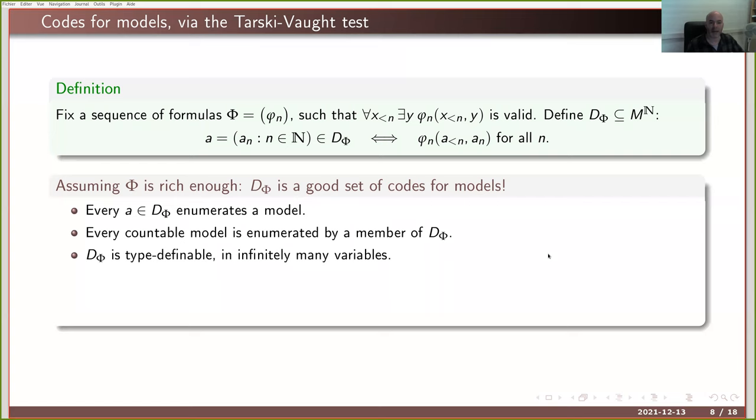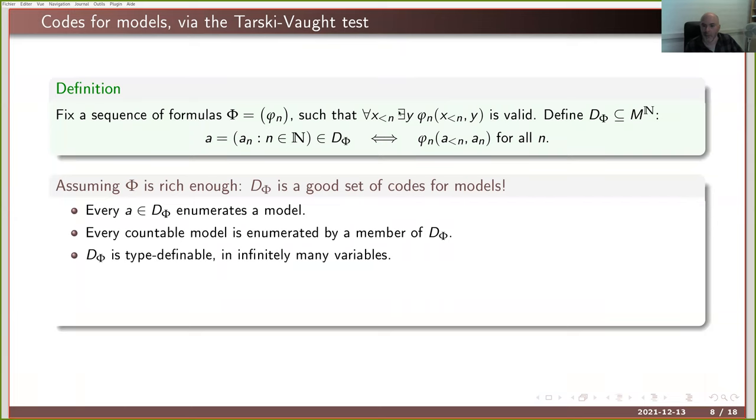So how do you find this set D? Okay, now again, find a nice set of codes for models. So say I have a sequence of formulas. The formulas are always going to be in n plus one variables. So the nth formula is going to take n plus one variables, and it says that for any possible choice of the first n variables, you can find a witness, put it in the last variable, and the formula holds. And if you have a formula that doesn't satisfy it, you could just do an easy manipulation to make it. You might as well assume that you only consider formulas that satisfy this property.